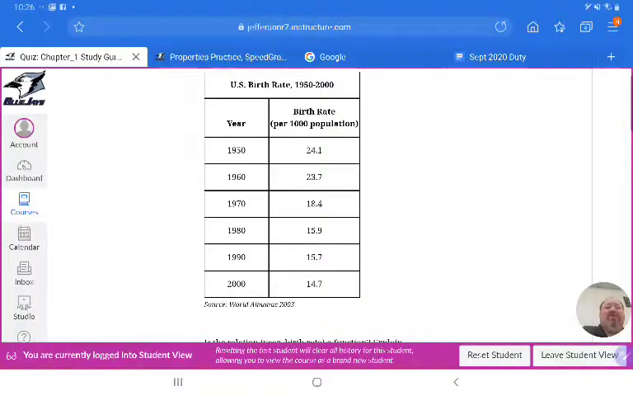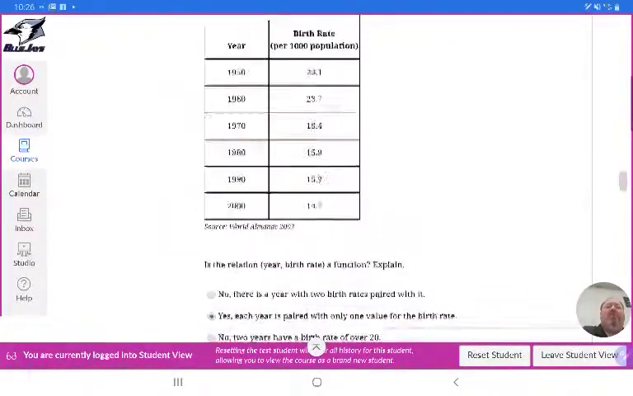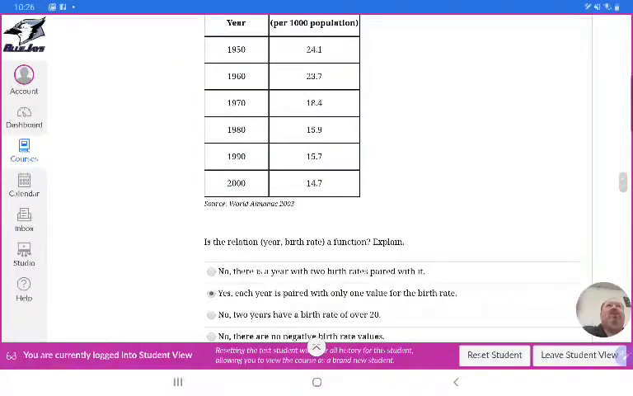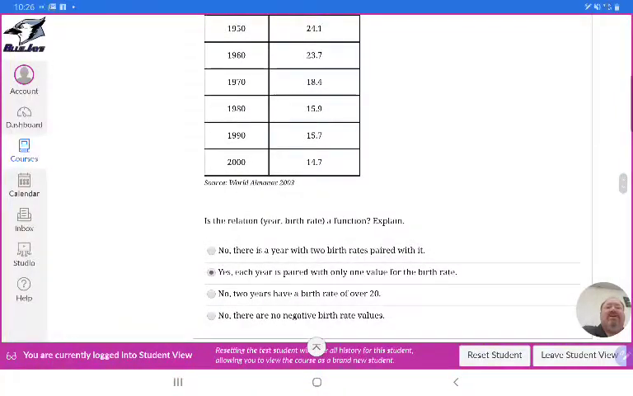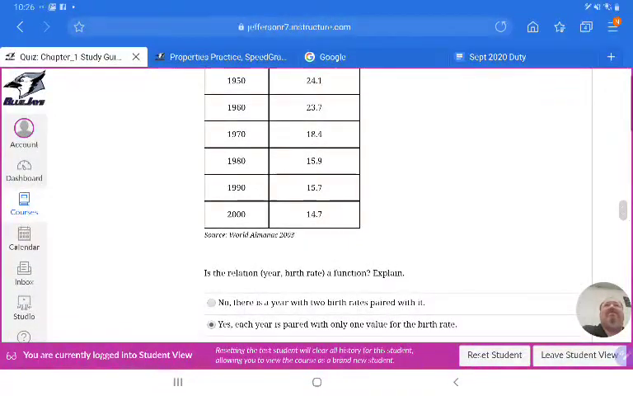1960, there's only one of those. 1970, there's only one. 1980, there's one. 1990, there's one. 2000, there's one. So they only go with one, right? And if one domain goes with only one range, then yes, it is. And so you could say the second one, yes, each year is paired with only one value for the birth rate. Okay? So for example, if I would have two 1950s up there going to different numbers, then that's the same domain going to two different ranges. And that would be a no.